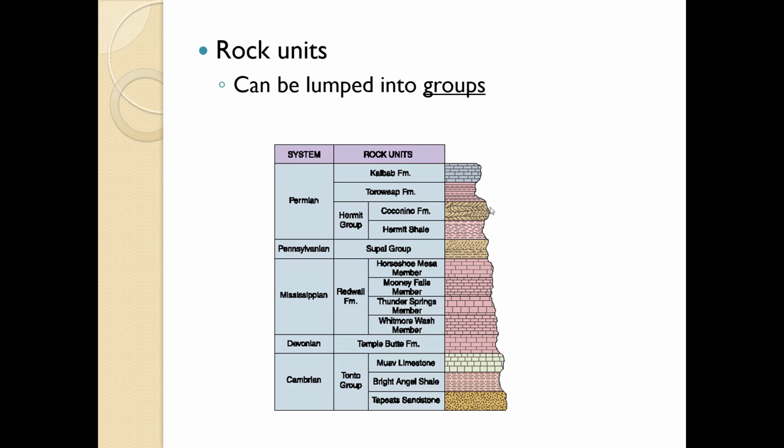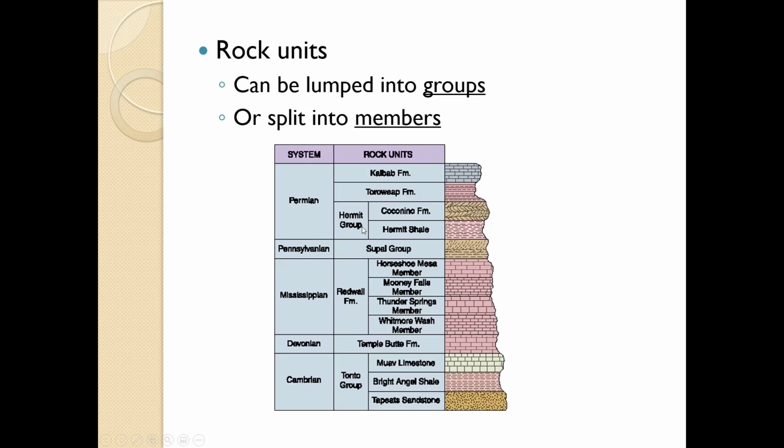So perhaps the Coconino Formation was formed in a stream, and so you have cross-beds, and the Hermit Shale was formed on the floodplain adjacent to the stream. You could group those together because a floodplain and a river are naturally connected. They just formed over different periods of time, and so they're connected into what's called the Hermit Group.